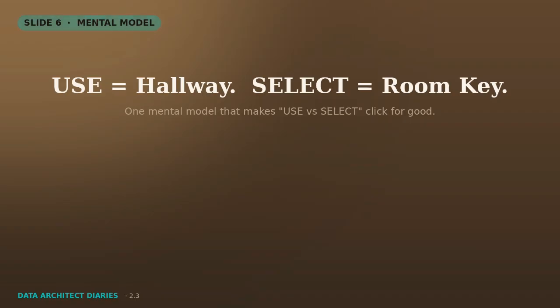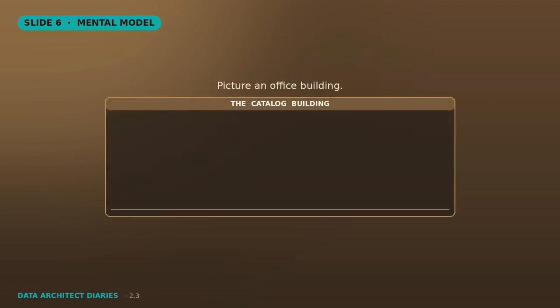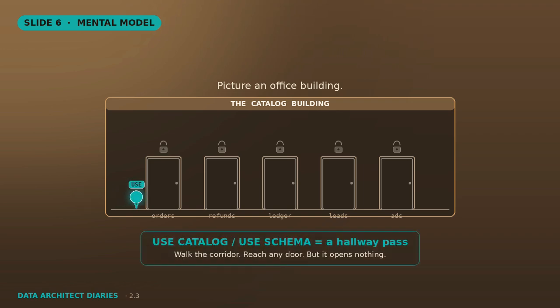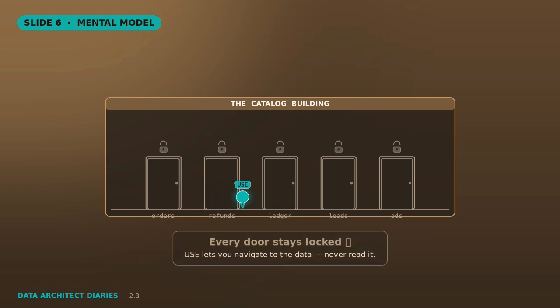Okay. So before we fix it, you need one mental model, because USE versus SELECT confuses everybody at first. Let's picture an office building. USE CATALOG and USE SCHEMA are the hallway pass. They let someone walk through the building, down the corridor, past the doors to reach a room. But a hallway pass gives them zero access to the data inside any room. They can navigate to it. They can't read it on its own.